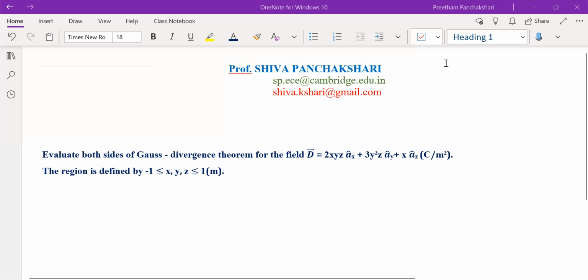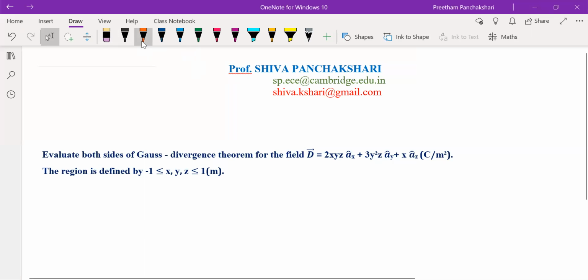This video, Gauss divergence theorem is evaluated for a vector field given in rectangular coordinate system. So we need Gauss divergence theorem.